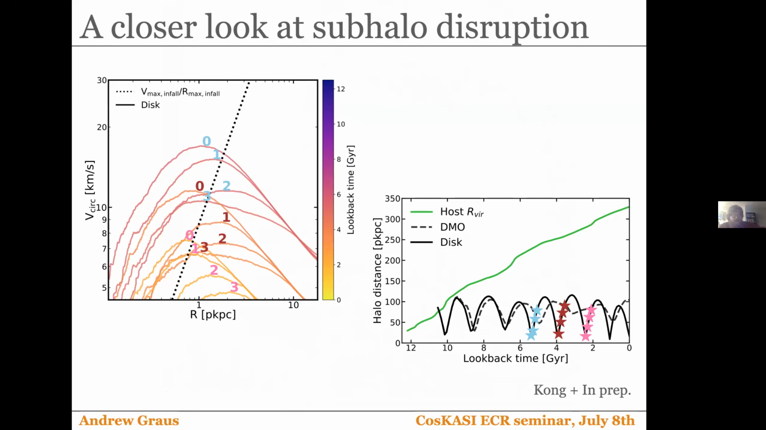So to put a little bit of numbers on it, what I have here are the circular velocity profiles that I've shown you before.